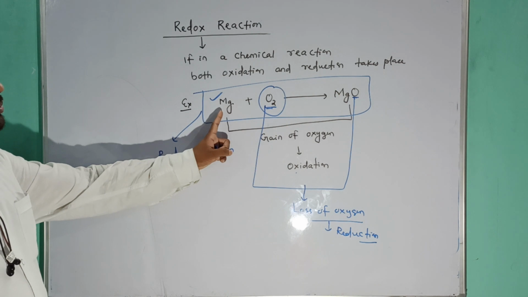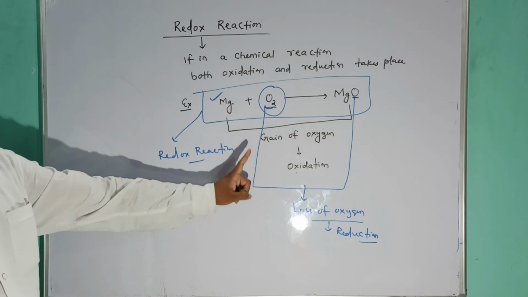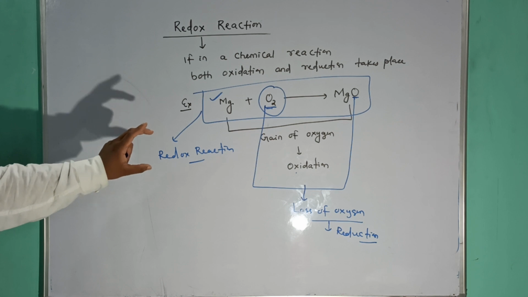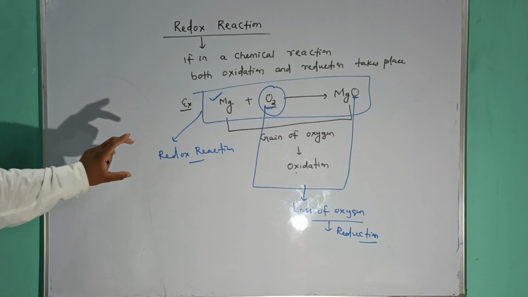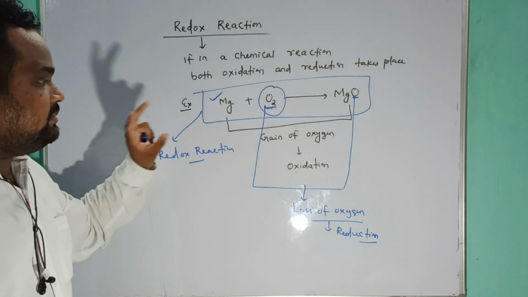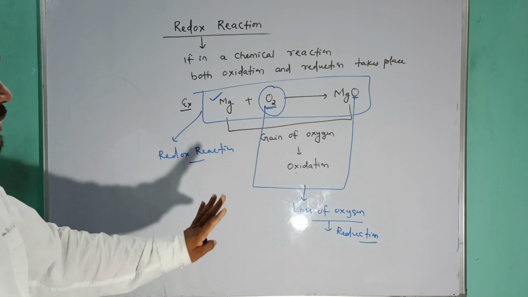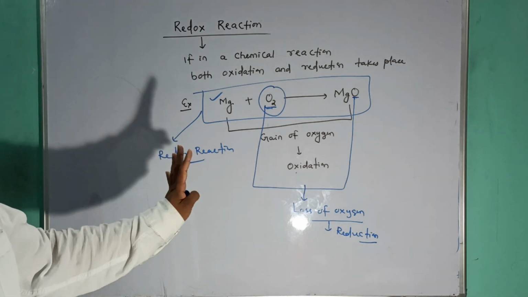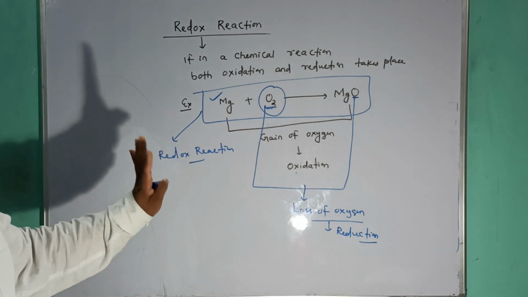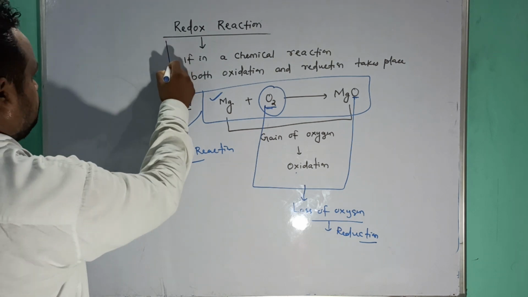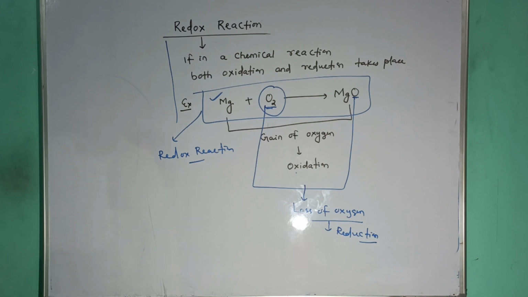If both oxidation and reduction take place simultaneously in a chemical reaction, then we call that chemical reaction a redox reaction. तो redox reaction में क्या होगा? Both oxidation reduction दोनों एक साथ होगा. कहाँ पे? Redox reaction.